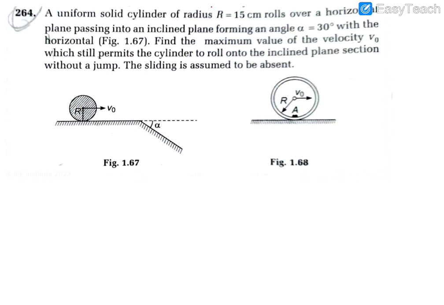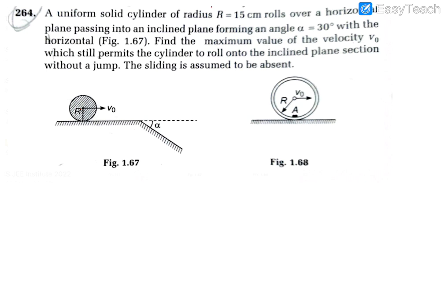So why is it asking for the maximum value? Maximum means we need to find the largest value which is possible so that it does not jump. If we increase the velocity beyond that maximum value, then if it is rolling faster, it may jump like this. That means at this edge it may lose contact.